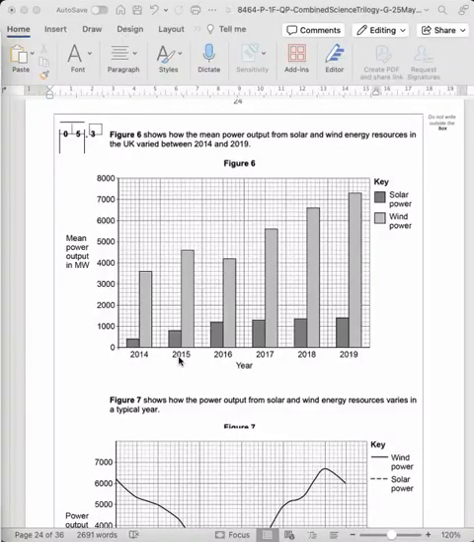On the physics foundation paper. So let's see what information we're given to start with.